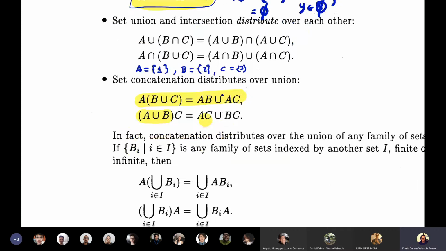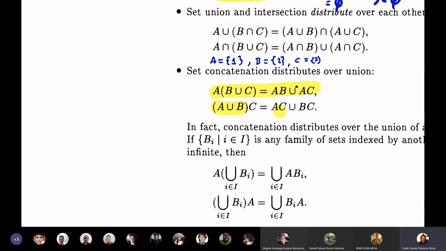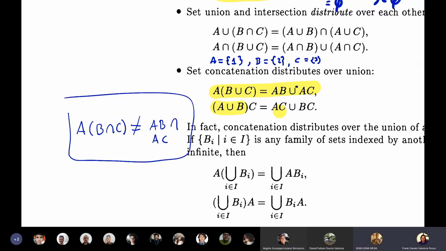However, A concatenated with B intersection C is not always the same as A concatenated with B intersection A concatenated with C. In general means that there are A's, B's, and C's such that this equality does not hold. So the question is, can you give me a counterexample?